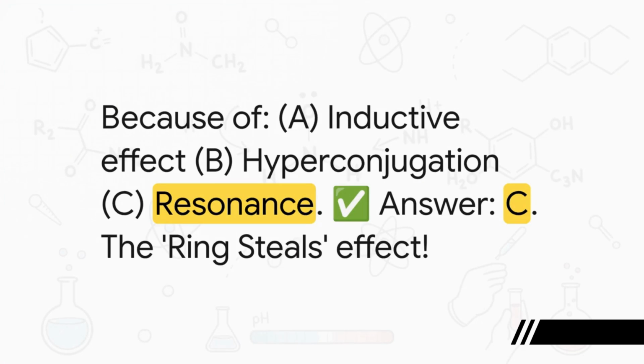Question 3 really gets to the why. Aromatic amines are less basic primarily because of what? Is it the inductive effect, hyperconjugation, resonance, or steric effects? Pause and think about it. The answer is C, resonance. This is our ring steals principle in action. That ring pulls the lone pair away, which weakens the base.